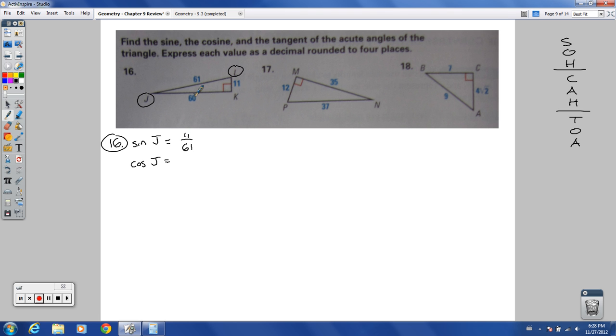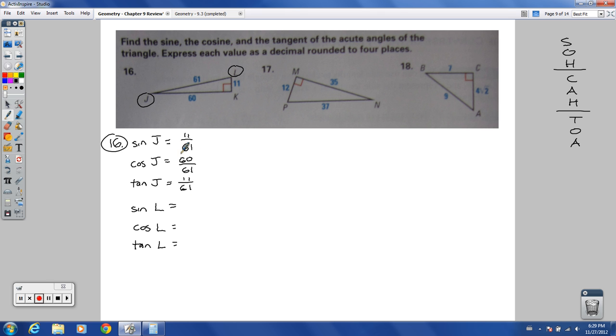The cosine of J would be adjacent over hypotenuse, 60 over 61. And then the tangent of J is, tangent is opposite over adjacent. The TOA part, it's 11 over 60. And do the same sort of reasoning for the sine of L, cosine of L, and tangent of L. And it looks like we will need to round these off to 4 places too. So we'll get to that after we get all the fractions.